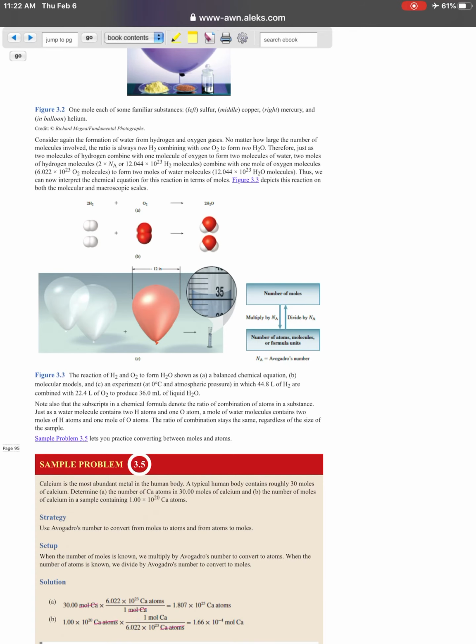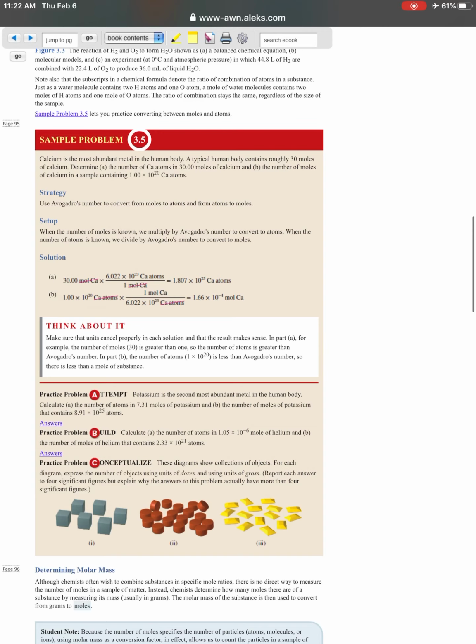So sample problem 3.5, let's take a look at that one. Calcium is the most abundant metal in the human body. Interesting. A typical human body contains roughly 30 moles of calcium, which is to some extent our bones, but also our central nervous system has a lot of calcium.